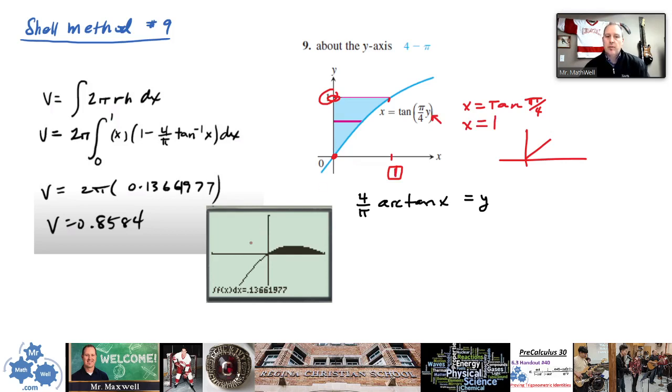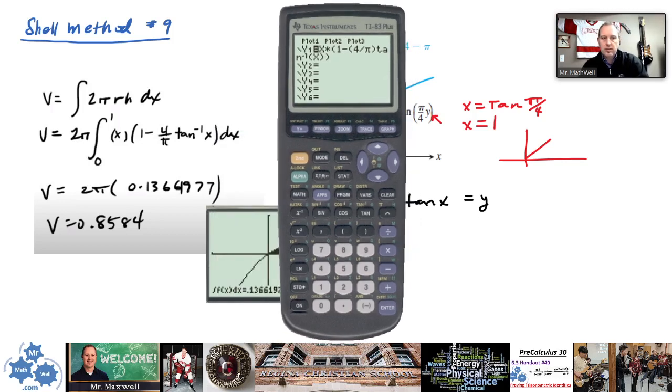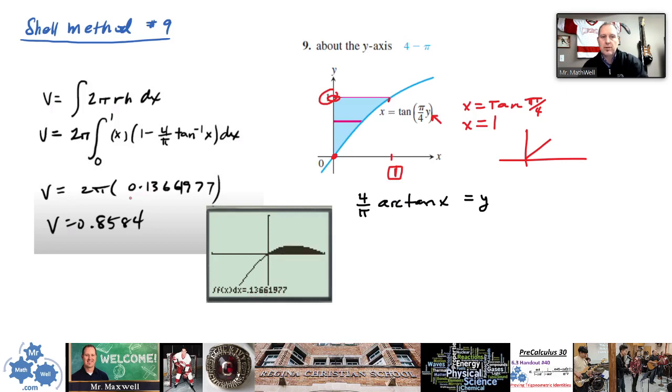I also just did this on my calculator here too. If you type in, again, I just focus on this right here, this as an equation, x times 1 minus 4 over pi tan to the negative 1 of x, and you graph that, then it'll come up with this line when you zoom in a bit, and you want to find the integral, or the area underneath the curve, from 0 to 1. So I did that, and I found that the integral was 0.1366. That's where I got this number from. So this value from my calculator is this value right there. Multiply by 2 pi, and you're done.